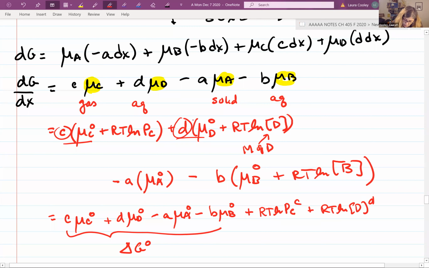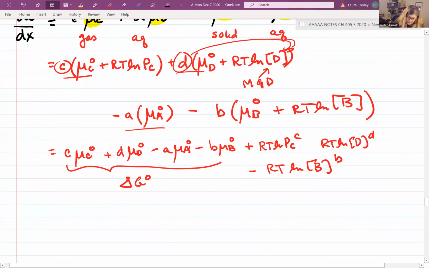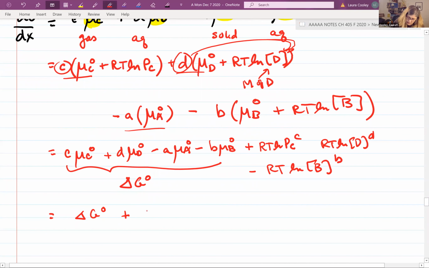Because we're moving this over there to just make it easier on ourselves here, minus, oh, well, there's nothing for A. So we just have RT log concentration of B to the B. So this is delta G0 plus RT log PC to the C plus log concentration of D to the D minus log concentration of B to the B.